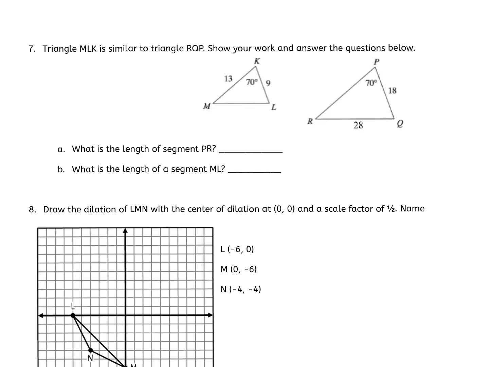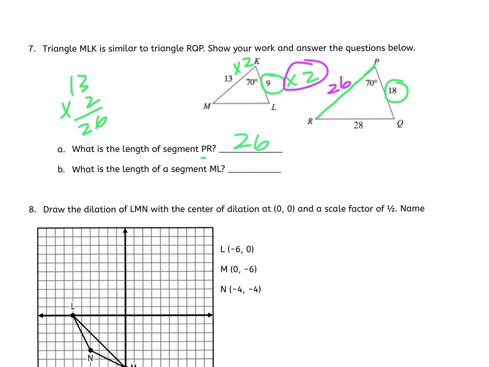Triangle MLK is similar to triangle RQP. Show your work and answer the questions. What is the length of segment PR? So from here to here. All right, so let's use what we know to find out what we don't know. We know we have a 9 here from KL, and that corresponds to 18. So to go from 9 to 18, we times by 2. Using that as the scale factor then, 13 times 2 would get us the measure we're looking for. So 13 times 2 is 26. So 26 would be right here because the scale factor is 2.